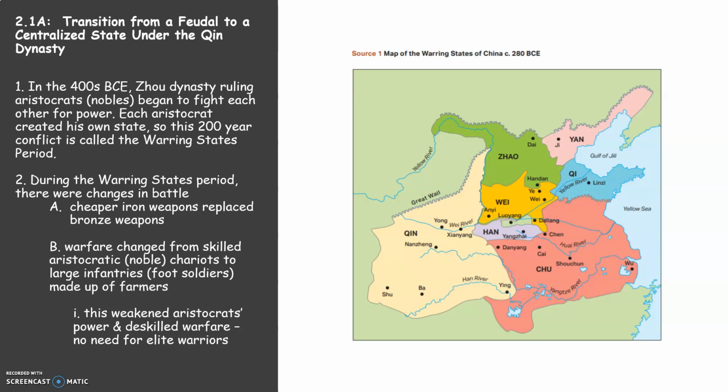They used cheaper iron weapons, which replaced the bronze weapons, and therefore warfare changed from skilled aristocratic or noble chariots to large infantries made up of farmers. If you remember, during the ancient period, it was the elites that were in the military because they had the money and time, so they could afford these weapons and they had time to practice. We don't have that issue anymore because we have these super cheap weapons, and now anybody can basically be a soldier. This weakens the aristocrats' power, and it also de-skills warfare. No longer do we need the elites to be warriors.